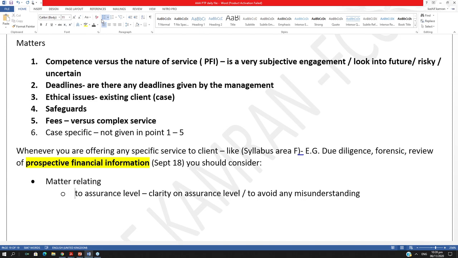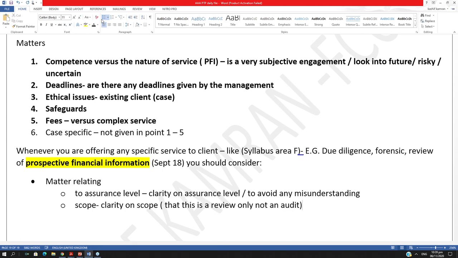Right? Should you also think about another matter, which is your scope? Should you provide clarity on scope when you're accepting a service like the three above? Should you tell management the clarity on scope, that this is a review only, not an audit? So should you tell management of the Narle company that this is a review engagement, not an audit? So the scope of the review engagement is limited.